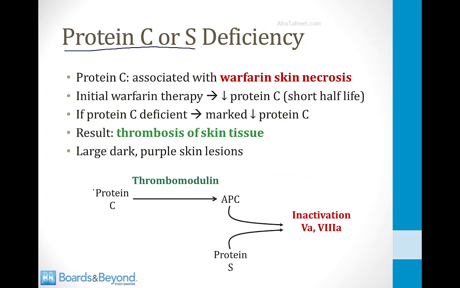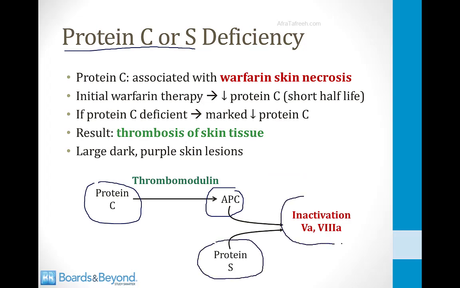As I mentioned a few slides ago, protein C is activated to become activated protein C. It combines with protein S as a cofactor, and together they inactivate factors 5A and 8A. So if you are deficient in either protein C or protein S, you will be unable to normally inactivate these two clotting factors, and that leads to a hypercoagulable state.